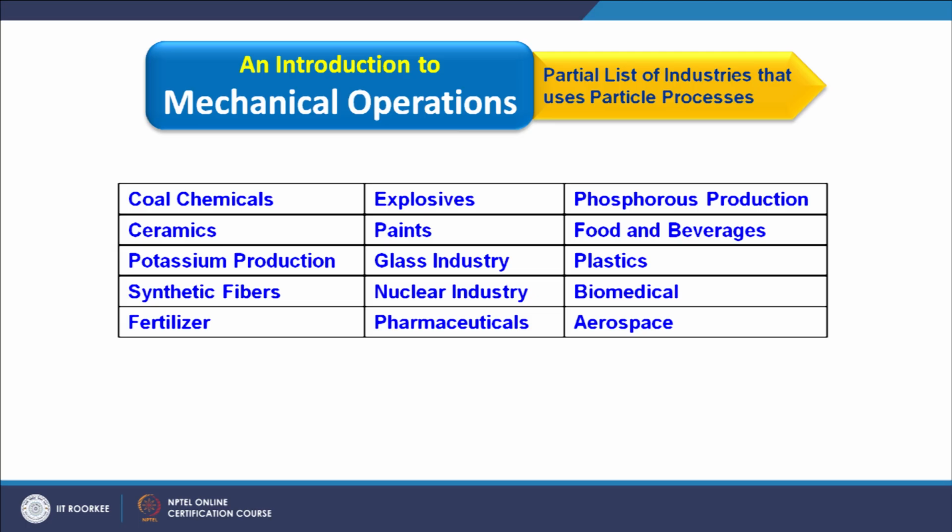So here I have a partial list of industries that use particle processes, and these are coal, chemical, ceramics, potassium production, synthetic fibers, fertilizer, explosives, paints, glass industry, nuclear industry, pharmaceutical, and there are many more. This is a partial list. However, as far as the industrial application of mechanical operation is concerned, that is very huge.